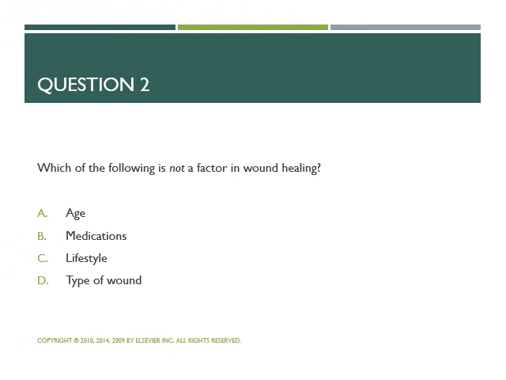Question 2. Which of the following is not a factor in wound healing? Is it A, age, B, medications, C, lifestyle, or D, type of wound? Take a moment to respond. The correct response here is D. The type of wound does not impact wound healing.